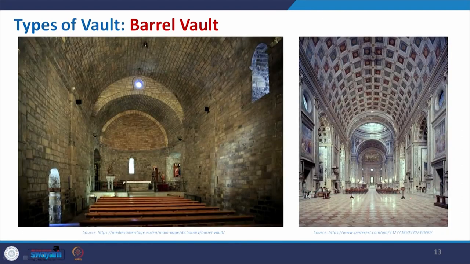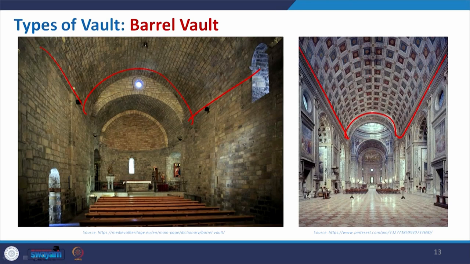Now, coming to the examples of the barrel vault, we have two pictures back to back. Here you can see it is stone and brick masonry, where you can see how this vault is being formed. It is quite simple, like we can see the masonry, the layers of brick. Here it is the same thing, but apart from that, additional ornamentation has been done, with different colors and different heights. So it is another use of this.